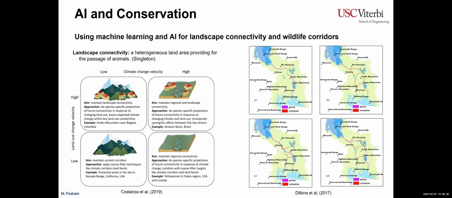So AI and conservation, people are using it to provide landscape connectivity for animals to move in their domain without being, I guess, hit by cars or being restricted to certain areas that don't have enough resources for them to live and grow. So a study of that AI has been used in a paper by Costanza, 2019.